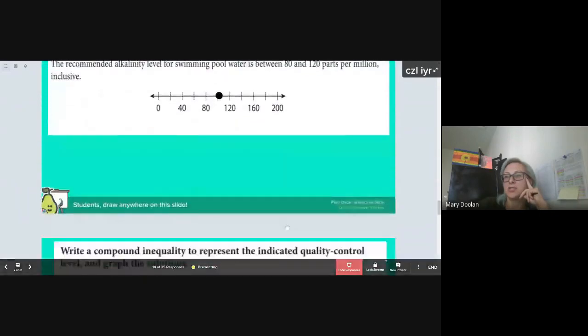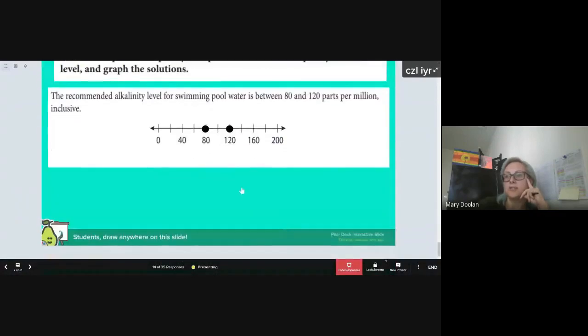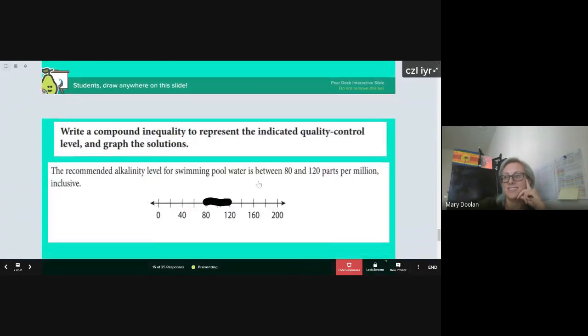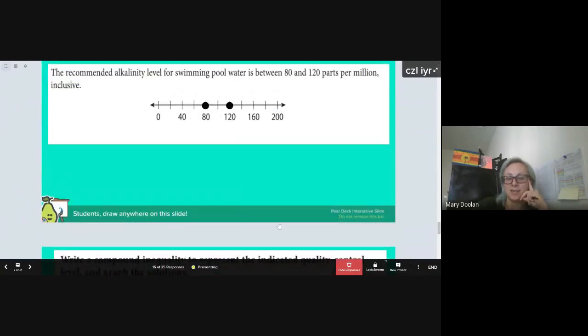Looks like some of you are using the circle tool. Okay, this is good. You definitely want this. You want a closed circle at 80 and a closed circle at 120, and then you're going to shade in between. Like a combination of this and that is exactly what you want.